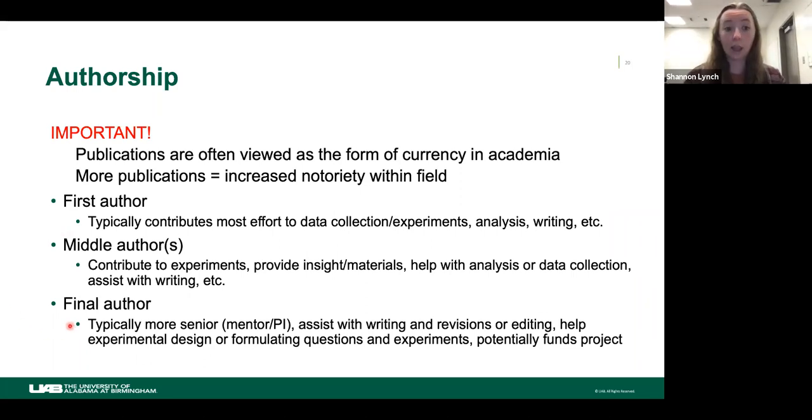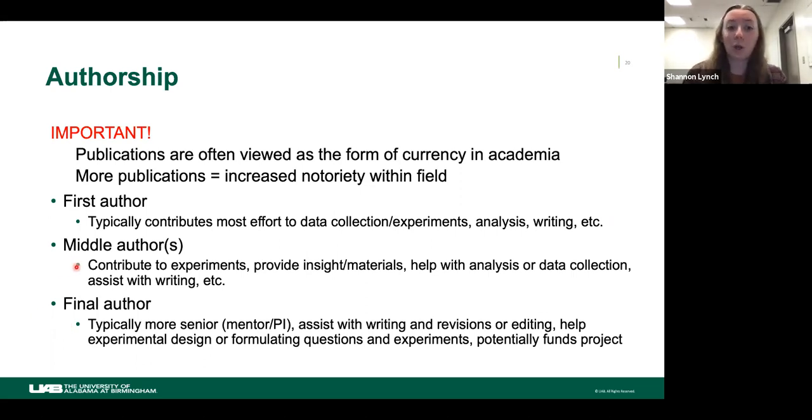The final author is typically a more senior person. Maybe they are the mentor of the first author. They are really crucial for assisting with writing and revising, and they also probably helped plan the experimental design or how to ask questions or ways to improve the data collection. And they also might be responsible for the funding of the manuscript or the publication, or the data that was collected was through a grant that was under this final author.